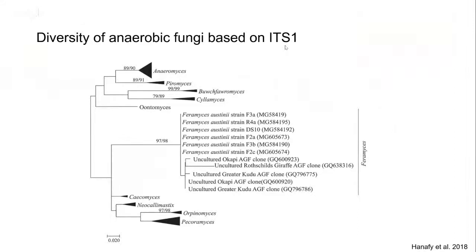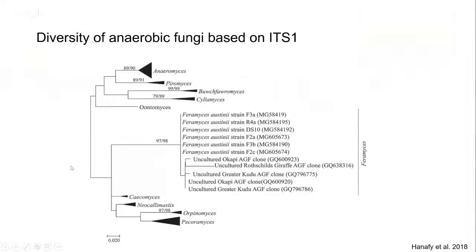And what you can see here is that there are about 9 to 10, in this case 10, different genera of anaerobic fungi. Some of the early ones include Neocallimastix, which was categorized as Callimastix under Protozoa for a long time, and also Orpinomyces, which is named to honor the contribution of Colin Orpin, Caecomyces, Anaeromyces, and then the Cyllamyces. This one, Buwchfawromyces, was discovered in the wild. So they have these really difficult names to pronounce, since they're Welsh. And Piromyces, Anaeromyces, and then the Pecoramyces are also recently discovered.